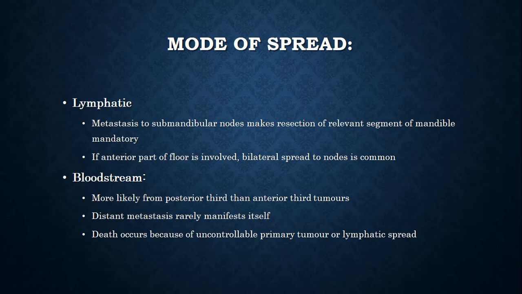While through lymphatics, metastasis to submandibular lymph nodes makes resection of the relevant segment of mandible mandatory. If the anterior part of the floor is involved, bilateral spread to lymph nodes is common. While through the bloodstream, more likely from posterior third than as compared to anterior third tumors, distant metastasis rarely manifests itself, and death occurs because of uncontrollable primary tumor or lymphatic spread.